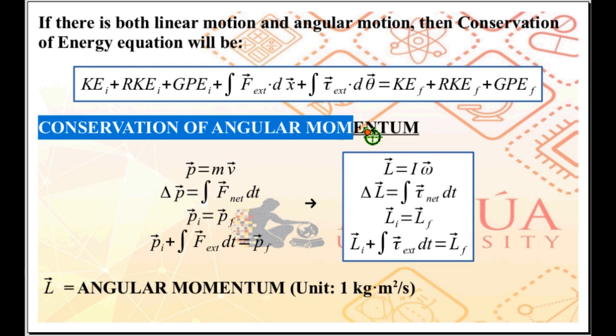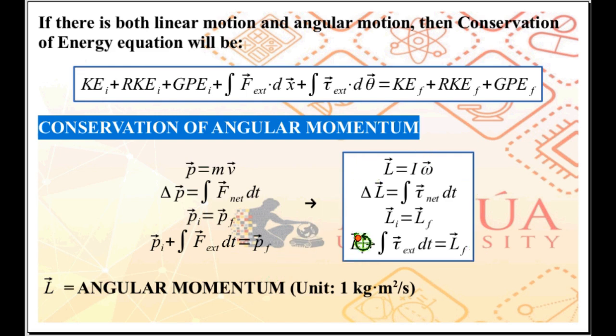Lastly, we have conservation of angular momentum. Momentum is P equals mv, and change in momentum, impulse, is equal to the integral of F net dt. Conservation of momentum for an isolated system: initial momentum is equal to final momentum. And if there is the presence of an external influence affecting the momentum of the system, you have to include the impulse due to that external influence. So, initial momentum plus impulse due to the external force is equal to final momentum.